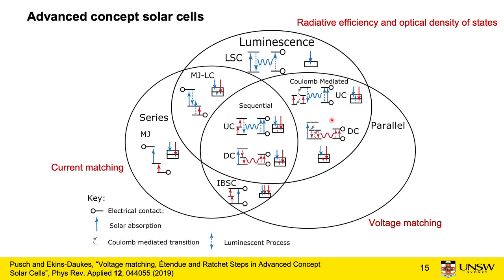The Coulomb-mediated luminescence concept has the same limiting efficiency as symmetric sequential up and down converters, but it does not require current matching because there are no sequential transitions involved. Finally, carrier multiplication with two absorption thresholds and Auger-assisted solar cells use neither luminescence nor transitions in series, so they are purely parallel.